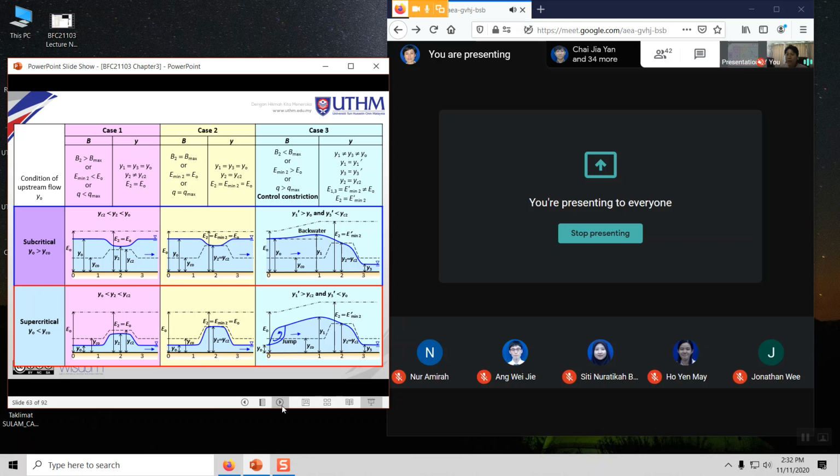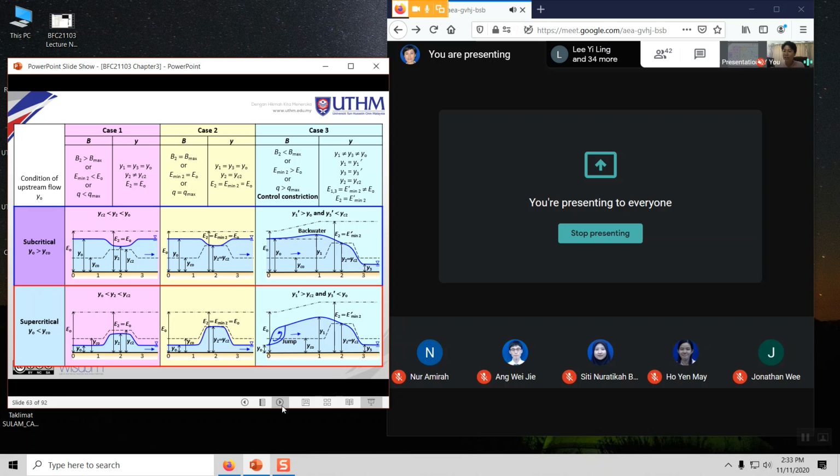Now, case 1 is when your B2 is greater than B max. So therefore, at location 2, the flow is not critical flow yet. And then you keep reducing the width. Imagine if you keep reducing the width, it will come to a time when it reaches B max. That means the maximum width where critical flow would occur at location 2. So therefore you get case 2 already.